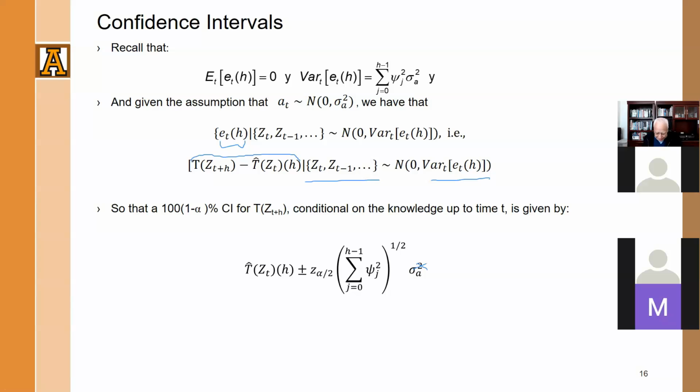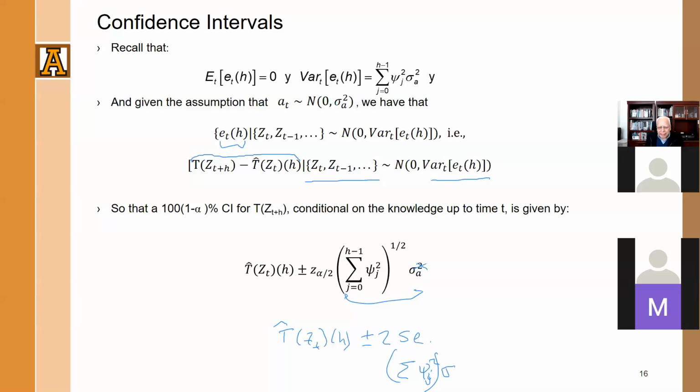So in essence, this is approximately the optimal forecast of Z_{t+h}, h periods ahead, plus or minus 2 times the standard error, and the standard error is nothing but the square root of the sum of the psi_j squared times sigma, which is what we have here. That will be the standard error. And that's how we build the confidence intervals for h periods ahead.